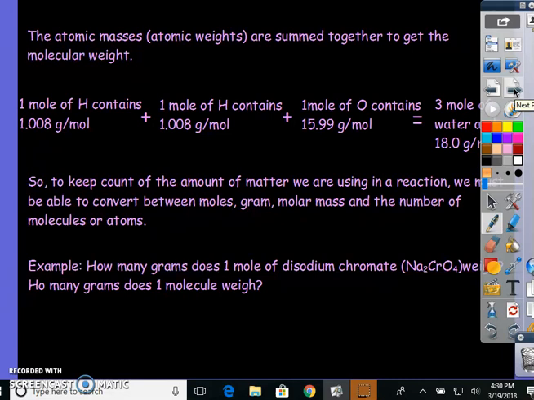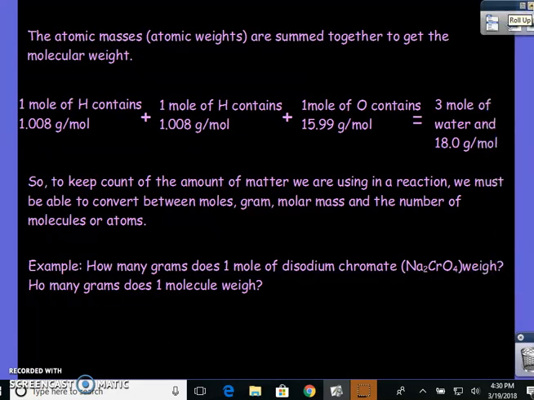The atomic masses or atomic weights are summed together to get the molecular weight, and that's what I was kind of explaining a while ago with water. Let me roll this up again. So we have about 18 grams per mole, and so for every 1 mole of water, she has 18 grams, and 1 mole is equal to 6.02 times 10 to the 23rd molecules. I'm going to be throwing lots of units at you, so just keep that in mind.